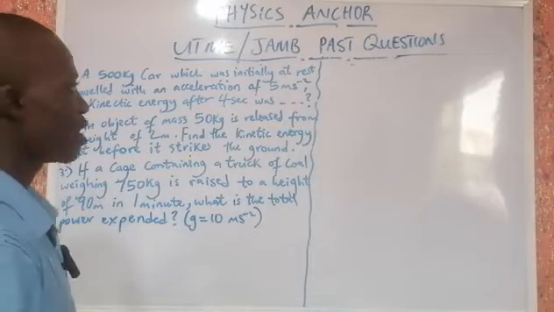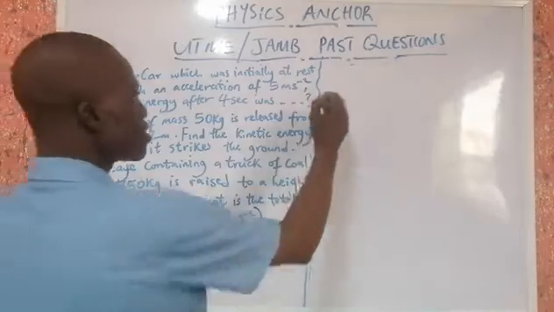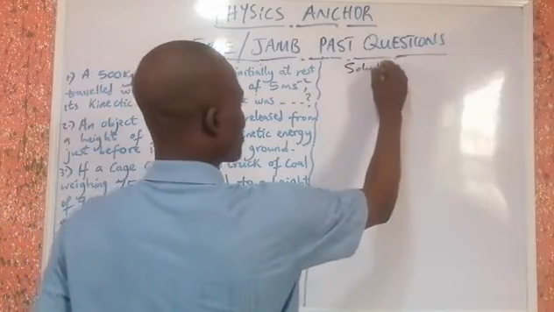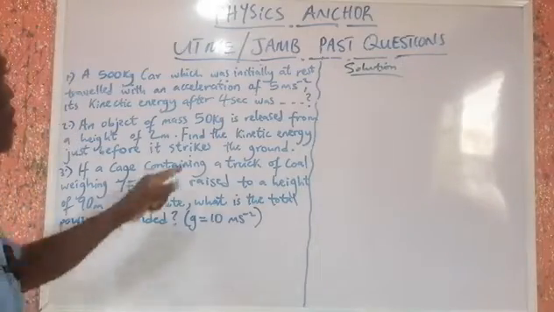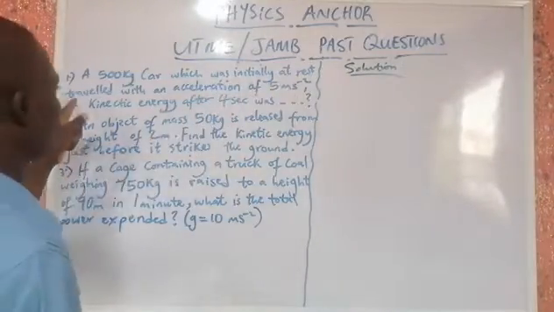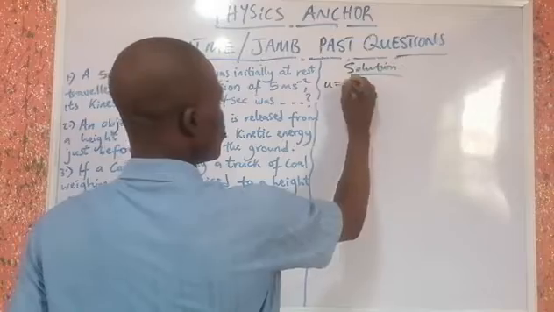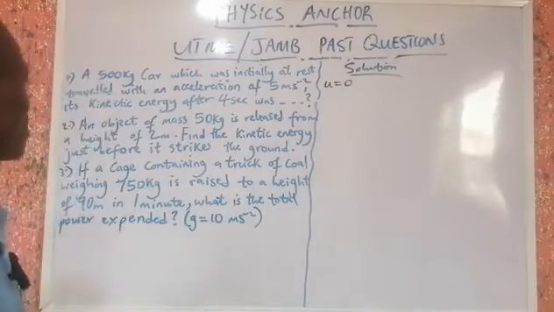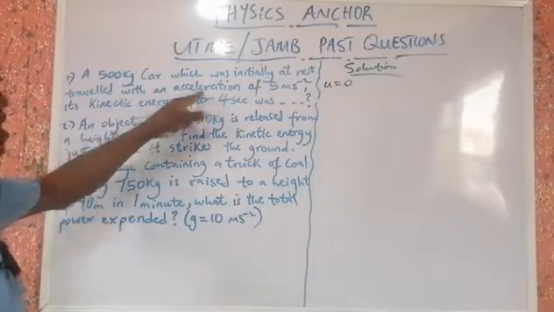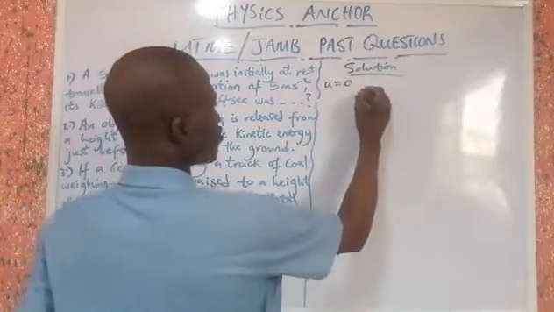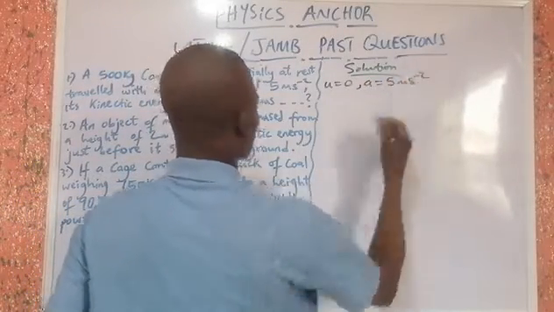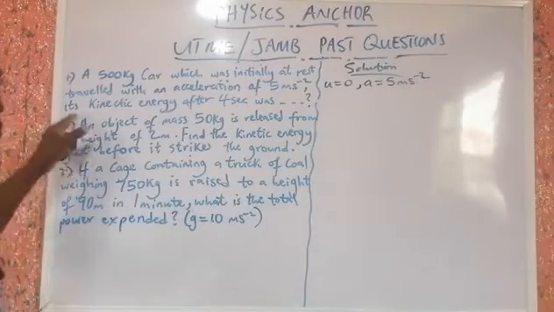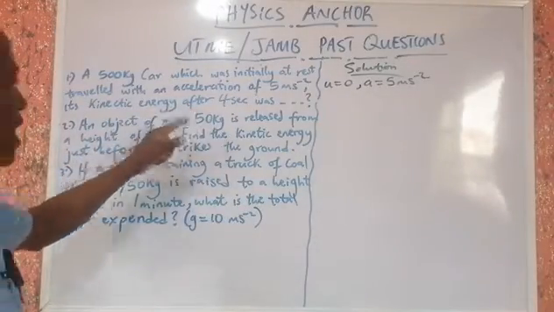So according to our culture, we start by listing the parameters given. Here we have initially at rest, meaning that U, the initial velocity, is 0, with an acceleration of 5 meters per second square. Our A equals 5 meters per second square. And they want us to find the kinetic energy.